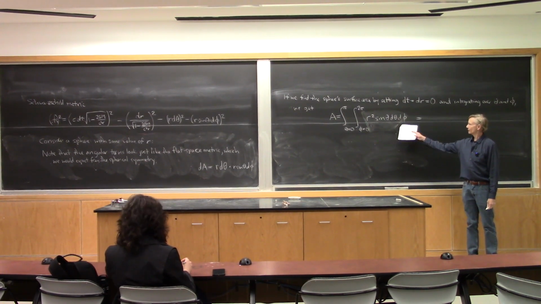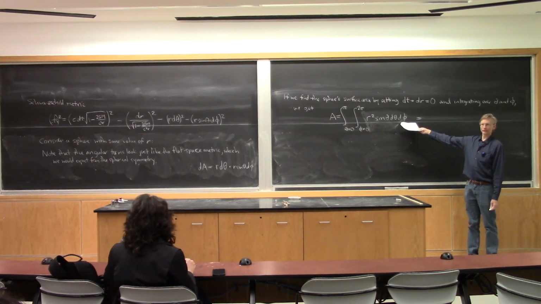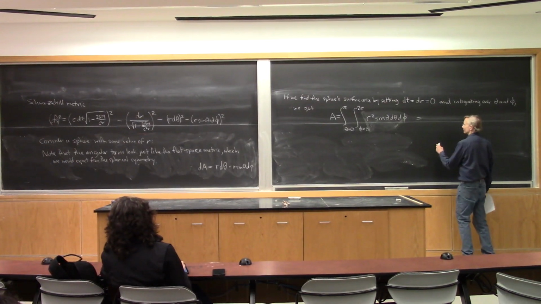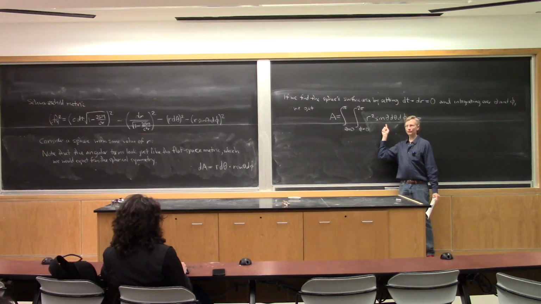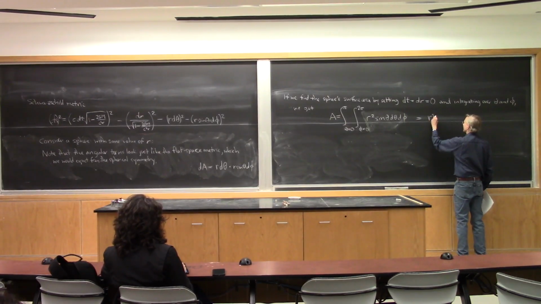We've done it before. Do it for yourself if you like. You're going to get 4 pi r squared out of that. Another way to think of it is, can I pull r squared out of this integral? I can, because I'm keeping r fixed, right? So this is r squared.